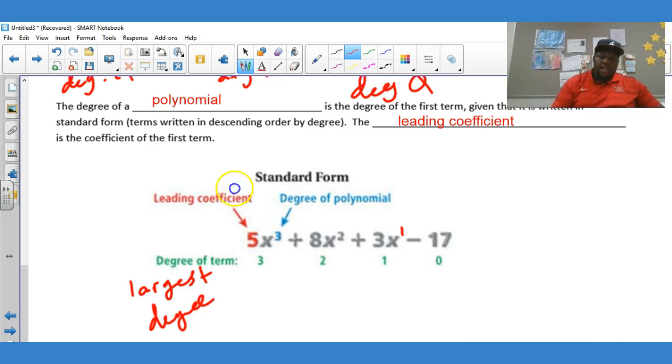And then the leading coefficient, guys, is the coefficient of the first term. Once you put this in descending order, here's the largest degree right here, 3. So the coefficient that goes along with the largest degree, so this is 5x cubed. That 5 is the leading coefficient.